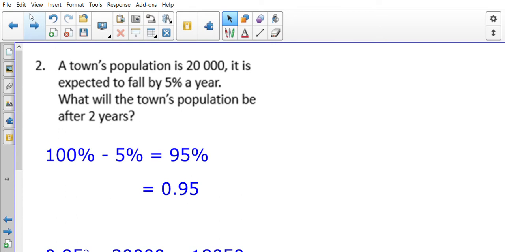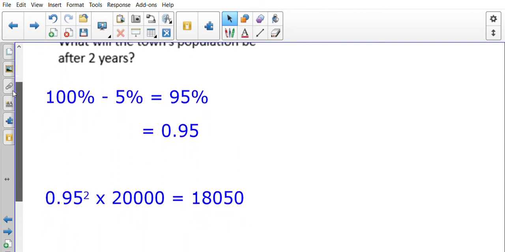Question number 2. A town's population is 20,000. It is expected to fall by 5% a year. What will the town's population be after 2 years? So it's telling us it's falling 5% a year, so that's a decrease, which is why we are subtracting 5% this time to leave us with 95. Again, changing that to a decimal, so dividing by 100 will get you 0.95.